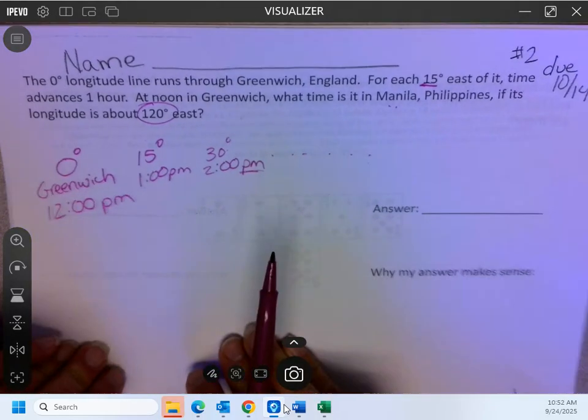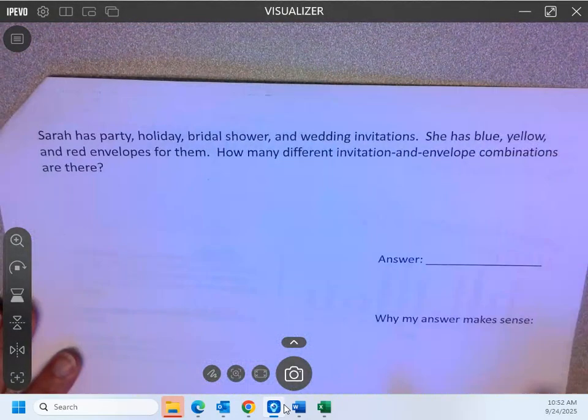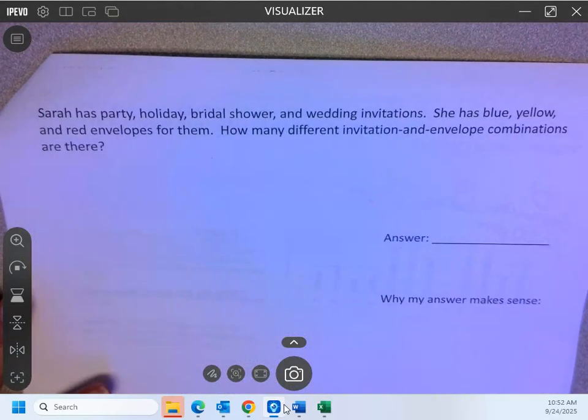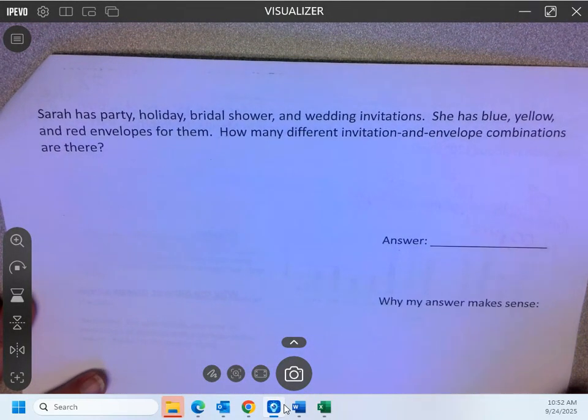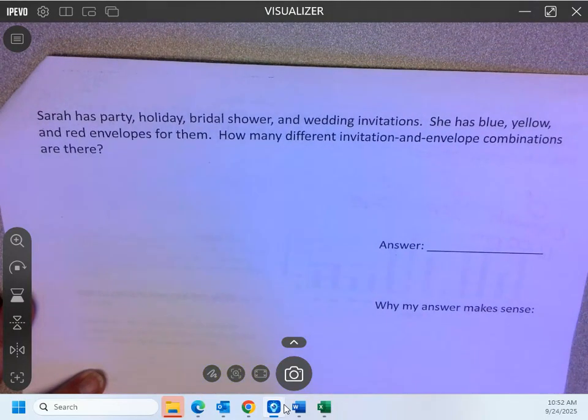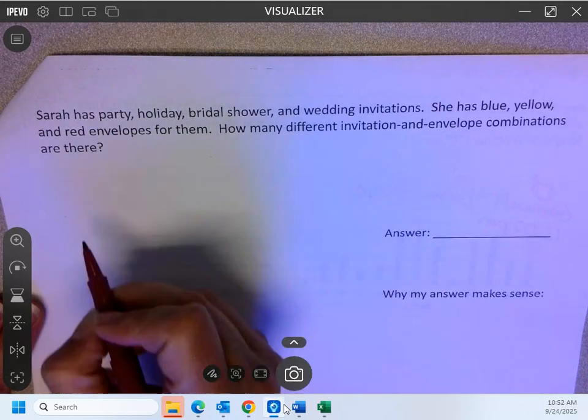Our second page. Sarah has party, holiday, bridal shower, and wedding invitations. She has blue, yellow, and red envelopes for them. How many different invitations and envelope combinations are there? There is a way to do it a mathy way using an equation. If you don't know the equation way, you can always map it out.